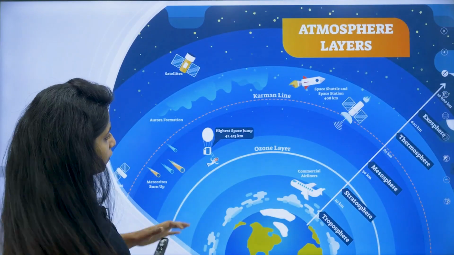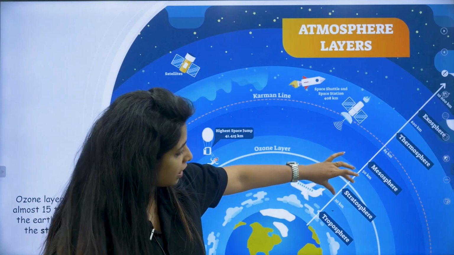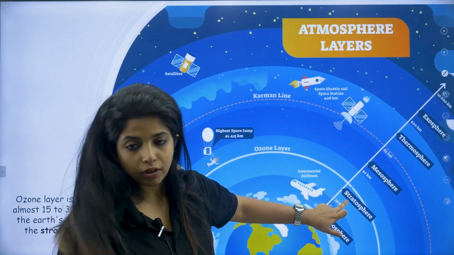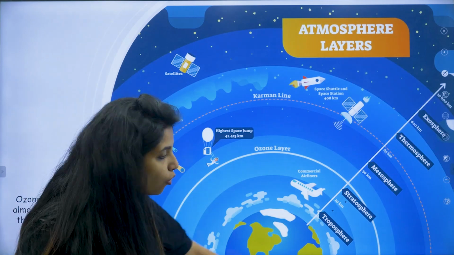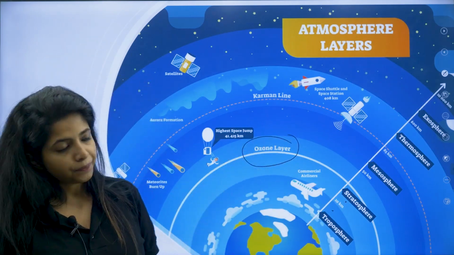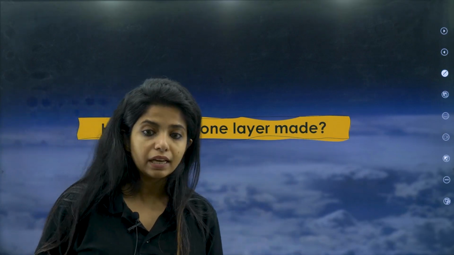So usually we have different layers. There is the troposphere just above the earth, and then we have the stratosphere, then the mesosphere, and a lot of other things. In your stratosphere, you have a layer of ozone molecules which you call the ozone layer. How is the ozone layer made? How do you think this particular layer is being made?